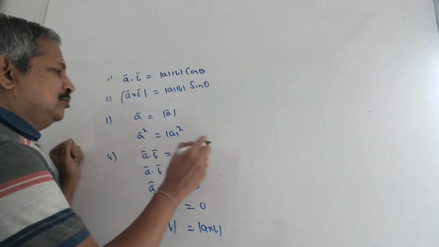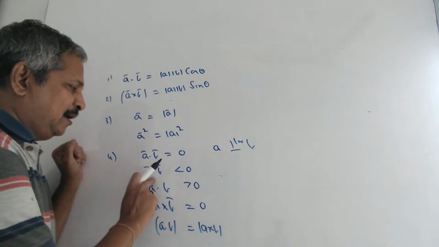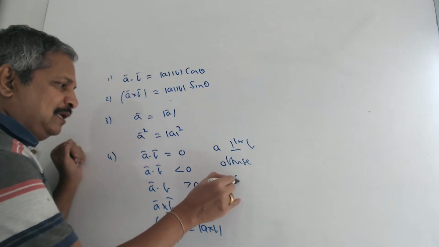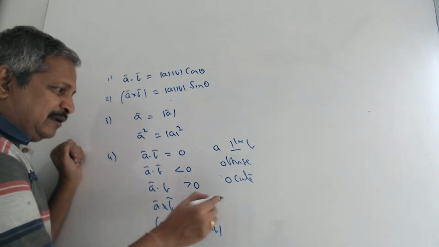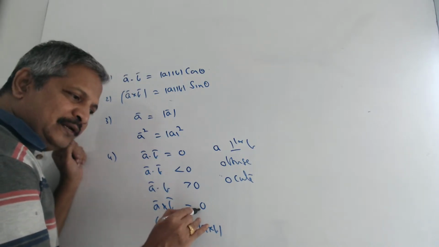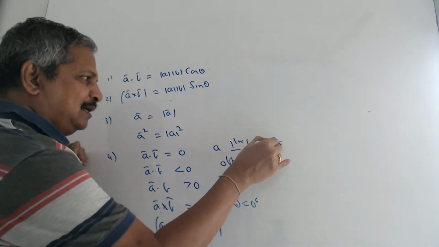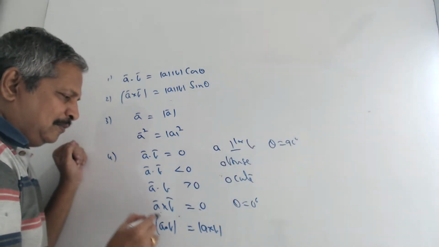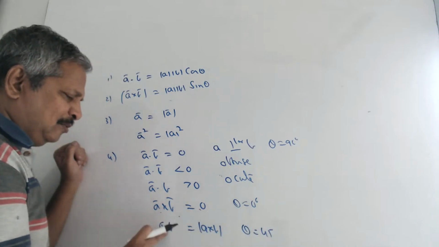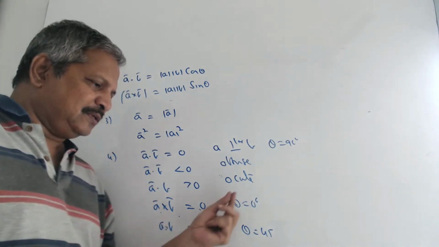So A dot B equal to 0 means A is perpendicular to B. A dot B less than 0 means obtuse angle between A and B. Greater than 0 is acute angle. A cross B equal to 0 means parallel or collinear, the angle is 0. Here the angle is 90. If mod A dot B is equal to A cross B, then theta is 45. Mod of A dot B, both are the same because it's scalar.